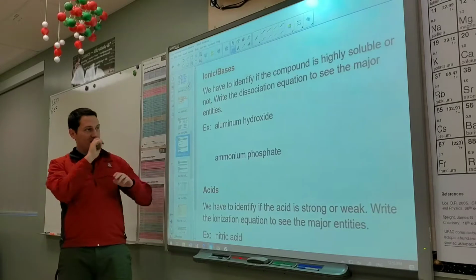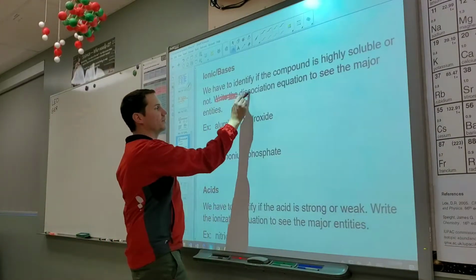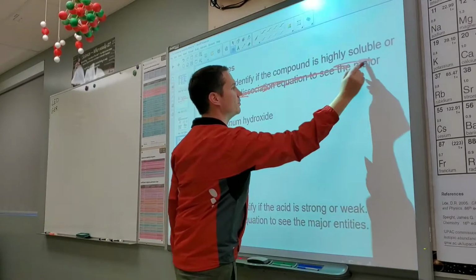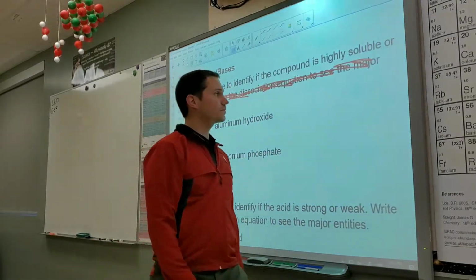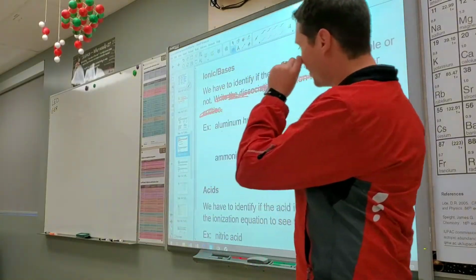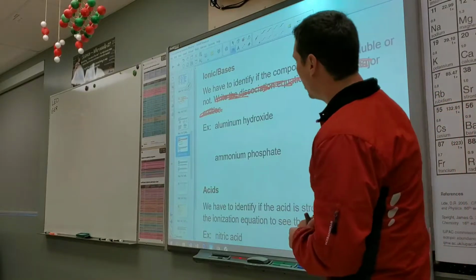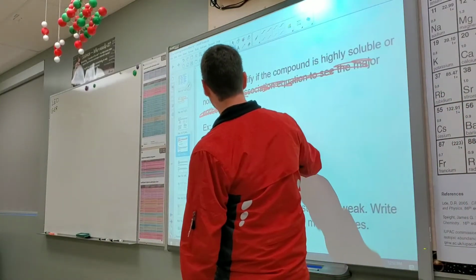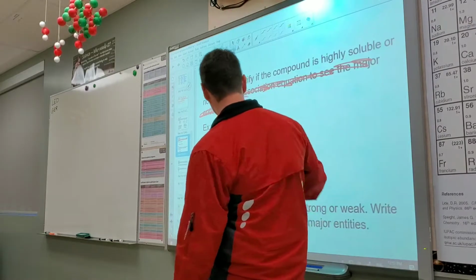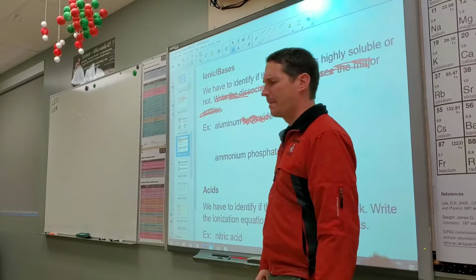So, anyways, we'll keep moving on. Let's talk about this, but I want you to ignore something. Let's ignore the writing of the dissociation equation to see the major entities. We're just going to focus on whether or not something is highly soluble. Now, instead of aluminium hydroxide, let's pick something else. What negative ion do you want to choose? Aluminium what? Pick any negative ion in there at all.